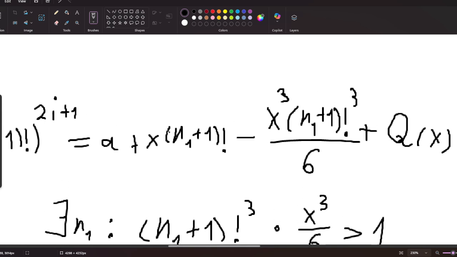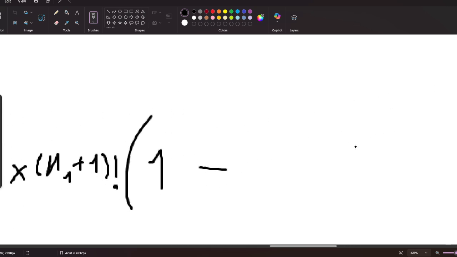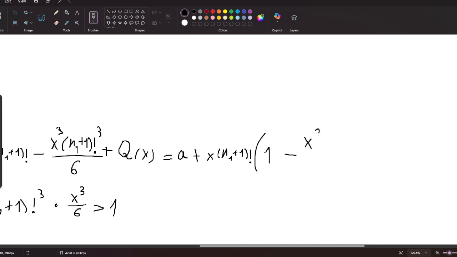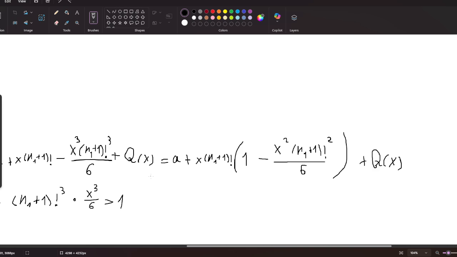Alright, now how is this relevant? Well, actually, let me bring this into some nicer to work with form. I can bring this out. Alright, and here we have 1 minus x squared times n1 plus 1 factorial squared over 6 plus the remainder q of x, which is going to be less by the absolute value, significantly so.